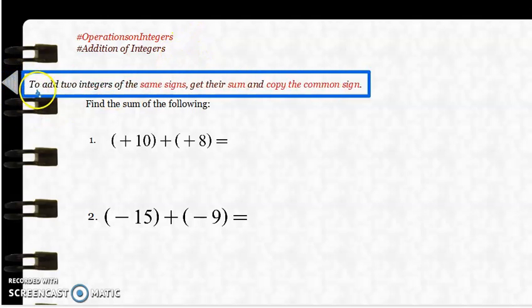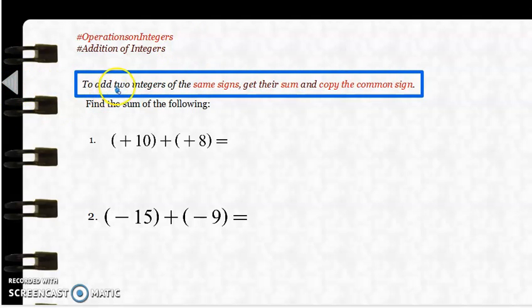We have to be guided by the rule that if you are adding integers of the same signs, you have to get their sum and copy the common sign. For example, here we have positive 10 to be added to positive 8. As you can see, they have the same signs, which is both positive. For positive integers, you may or may not put the plus sign. The sum of the two is 18. You can write it as plus 18 or simply 18. Either of the two is understood to be positive 18.